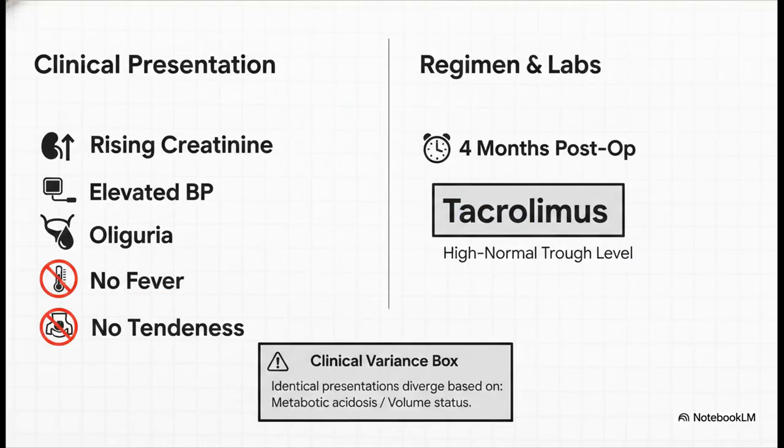Let's construct the blueprint. Imagine you have a renal transplant recipient, let's say 4 months post-op. They present with a steadily rising creatinine, newly elevated blood pressure, and oliguria. Notably, they completely lack a fever or any graft tenderness. They are maintained on tacrolimus, and we're going to embed a trough level that sits right at the high normal or slightly supratherapeutic range. This blueprint isolates a patient with declining renal hemodynamics, where both the life-saving drug and the host immune system are the primary suspects.